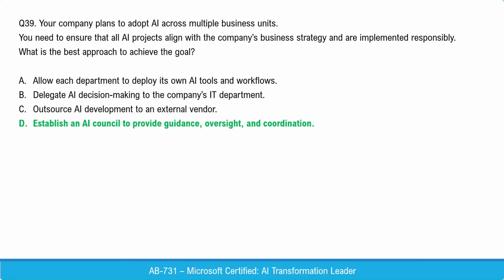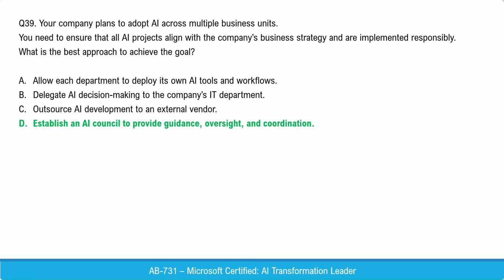Let's understand why. So in this case, the company wants to adopt AI across multiple business units, but also wants to ensure that all projects align with business strategy and are implemented responsibly. Option D that says establish an AI council is the best approach. An AI council provides centralized governance, ensures alignment with business goals, and enforces responsible AI practices across the organization. It also helps coordinate efforts between different teams and avoids duplication.